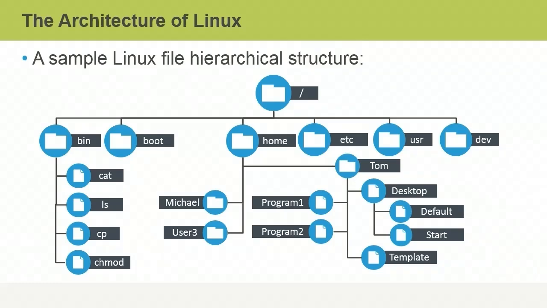Home folder contains users' home directories, for example, Michelle, user3, Tom. These are different users of the system and their directories or folders are located under the home directory. etc is another very important folder, which contains a lot of configuration files. User is another important folder which contains application data and documentation, and the dev folder contains various device driver files.